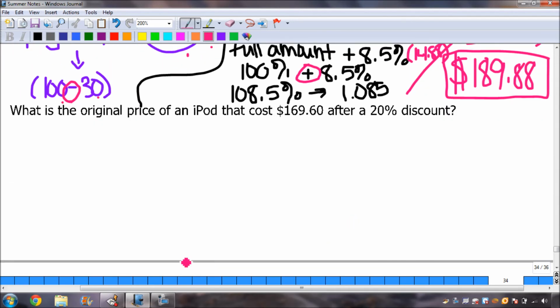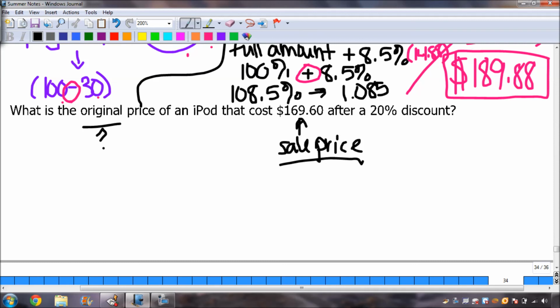Now, in question number 2, I strongly suggest that you use a proportion for this. This question is kind of tricky. It says, what is the original price of an iPod that costs $169.60 after a 20% discount? So in this problem, this is the sales price. This is how much you're going to pay after you have the sale. So the question is, what was the original price? That's what I want to figure out.